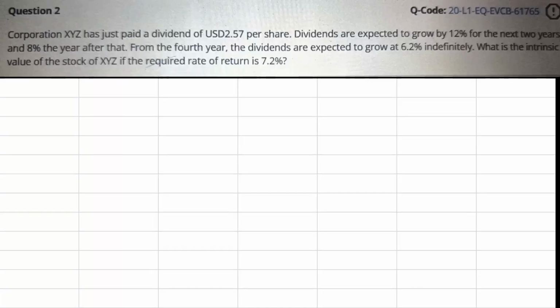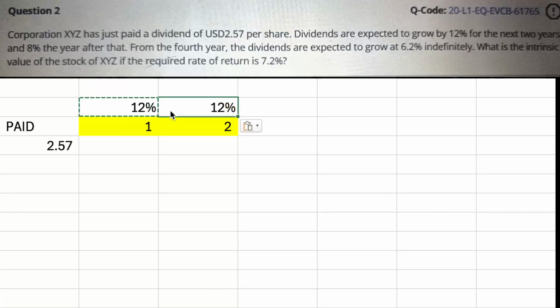According to the question, the company just paid a dividend of 2.57 per share. And for the next 2 years, the dividend is expected to grow by 12%. So for year 1 and year 2, they'll be growing by 12%. Let's put a 12% there, 12%, and this year it's also 12%.